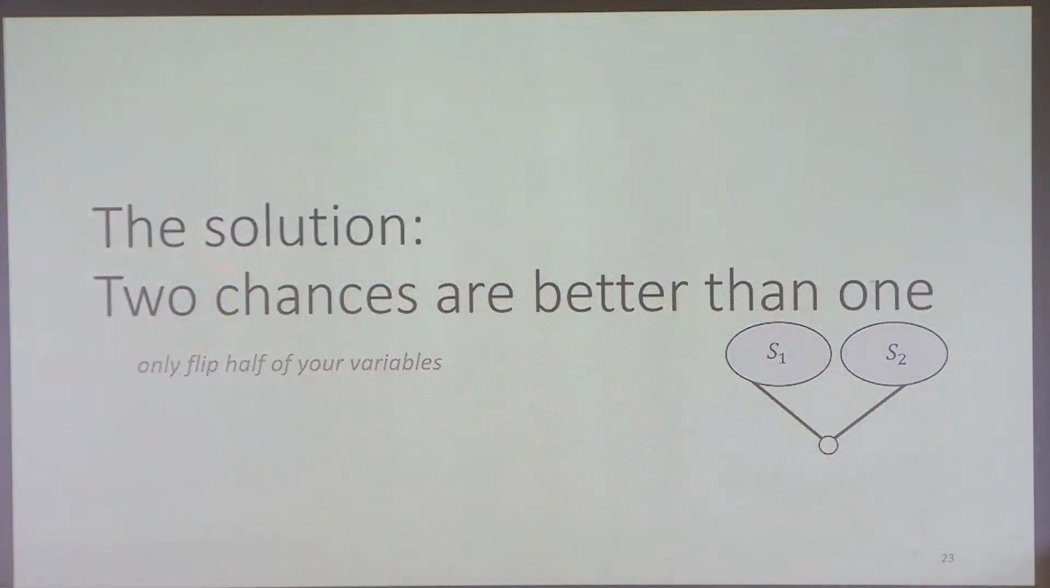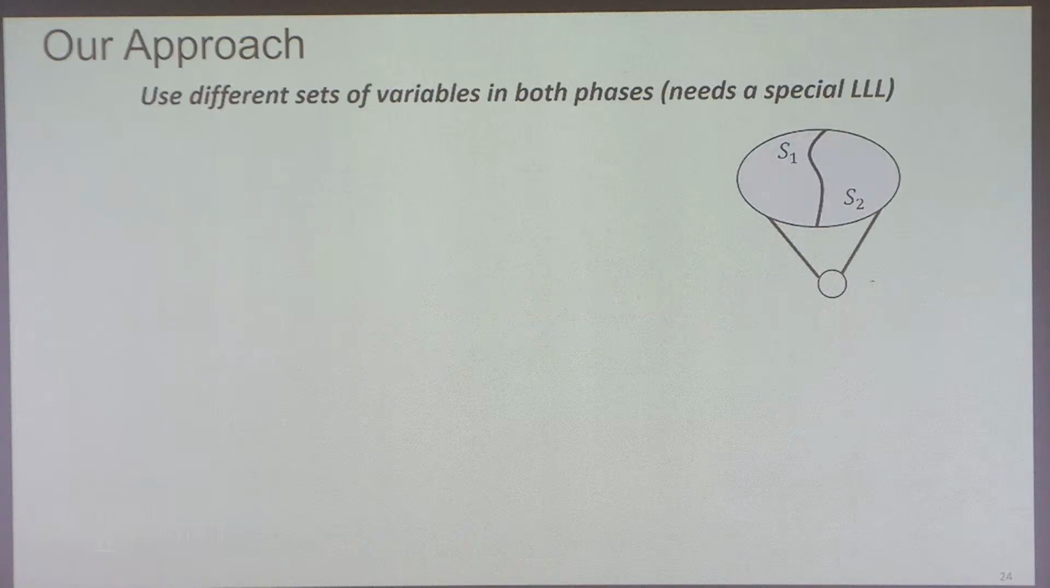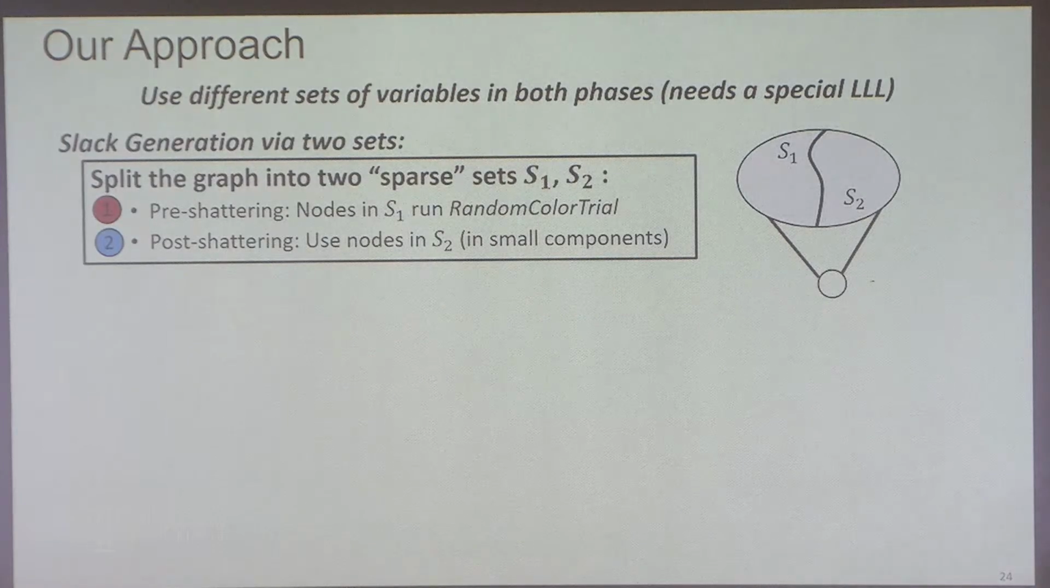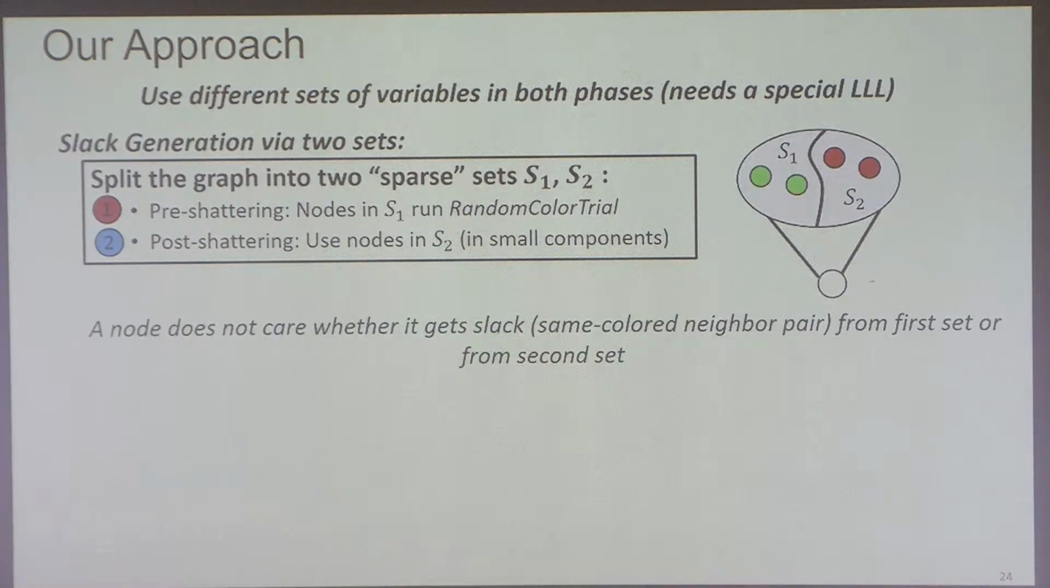How about you only flip half of your variables in the first case? I think it's best to understand this with the slack generation example. If, for slack generation, you had two different sets of neighbors, you could use the first set of neighbors for the pre-shattering phase and the second set for the post-shattering phase. So this is what we want to do. We first split the graph into two sets such that every neighborhood is split. And then we use the first set in the pre-shattering phase and the second set in the small components. And the node really doesn't care whether it gets slack from the first set or the second set here.